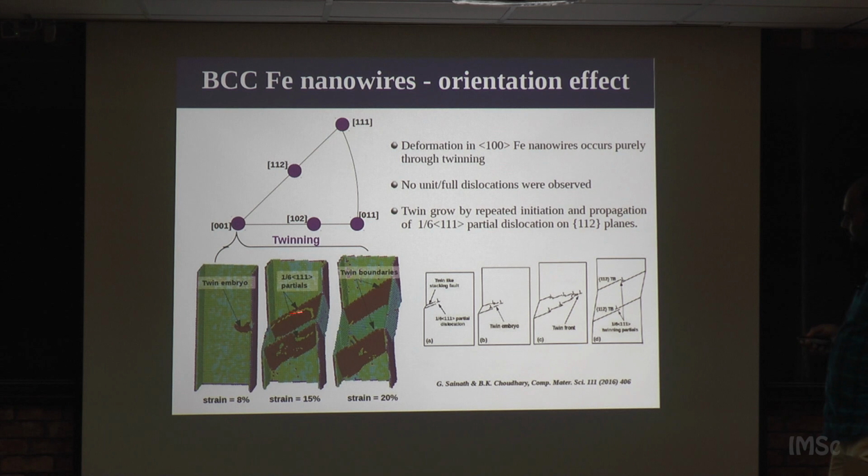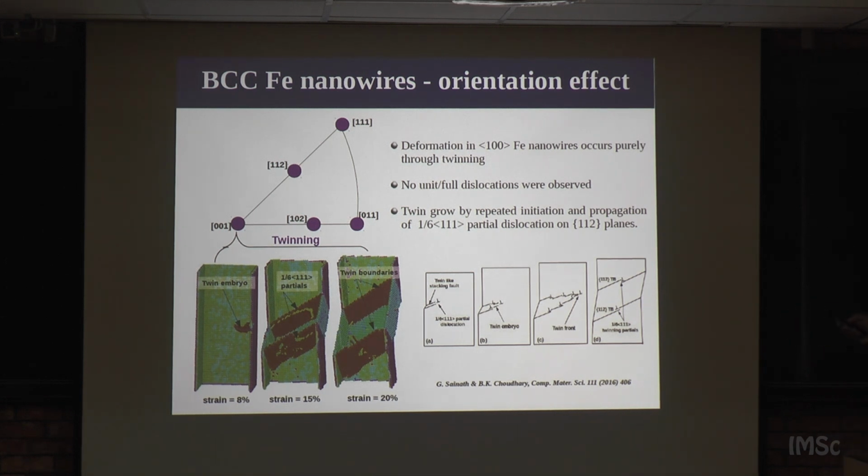However, the twinning is basically the movement of these two twin boundaries. The motion of the twin boundary is assisted by the motion of partial dislocations of a Burgers vector of 1/6 <111>. So, once this dislocation moves here, this twin boundary will move one plane above that.